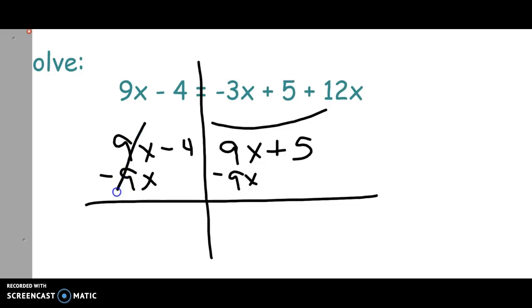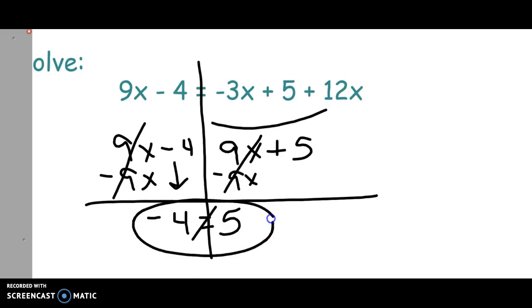My 9x's cancel. Negative 4 drops down. My 9x's cancel, and I have 5. Now I have negative 4 equals 5, which I know is not true and can never be true. That means when you have a statement that ends up not true, the answer is no solution. Because it doesn't matter what you plug in for x, this equation will never work.